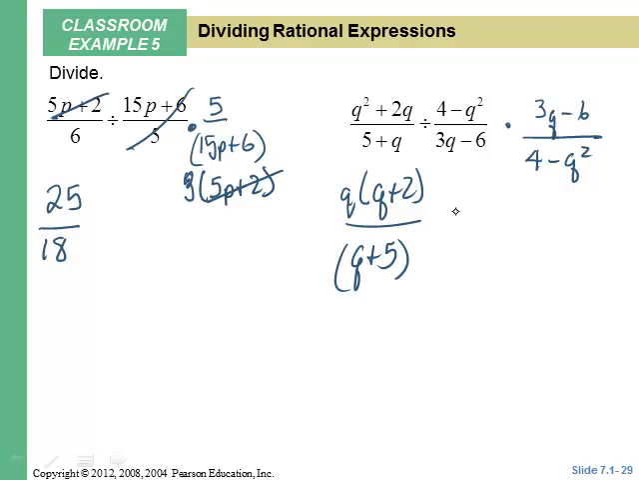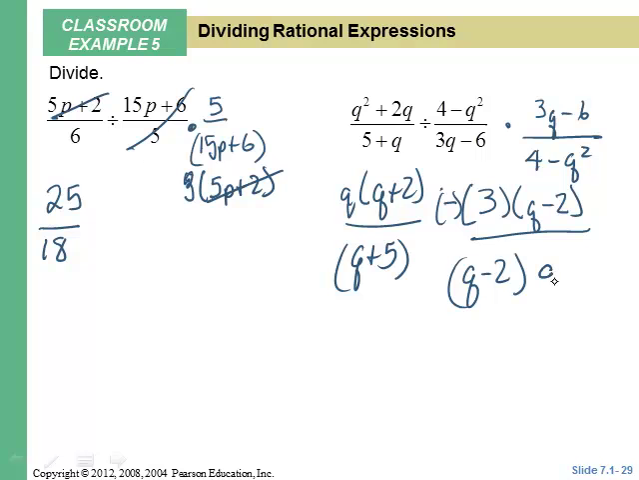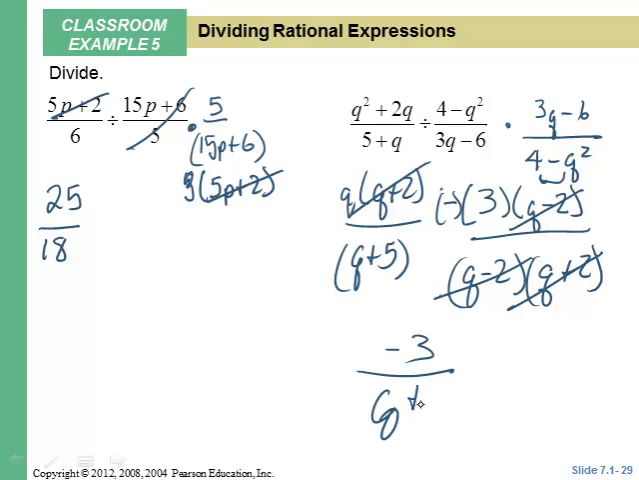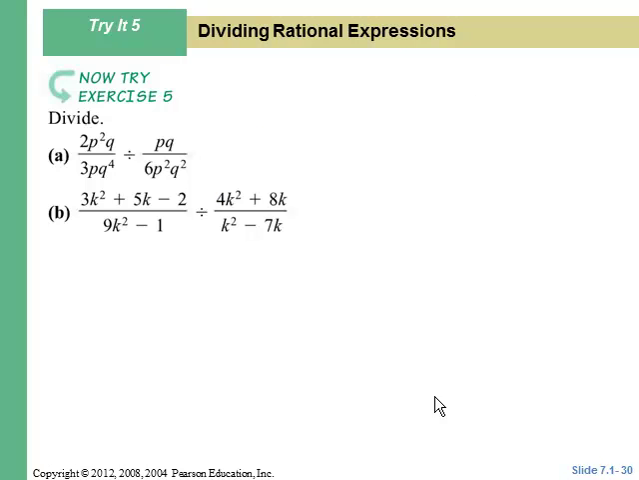Rewrite the second one as negative 3 times q minus 2 over q minus 2 q plus 2. Remember, that way we can switch these two around, which is what we wanted to do. Okay, q plus 2 cancels against that. Q minus 2 cancels against that. So we'll have negative 3 over q plus 5. You try these two.